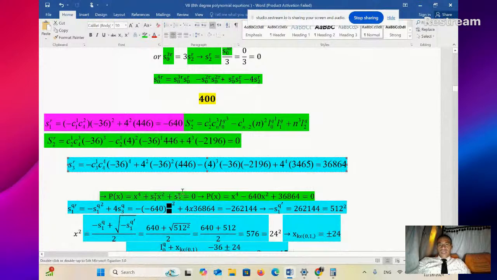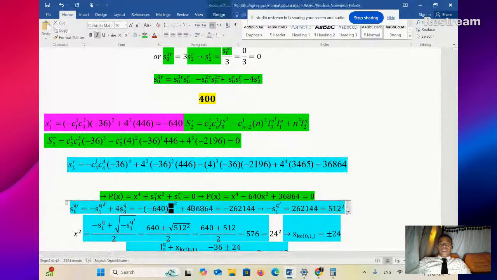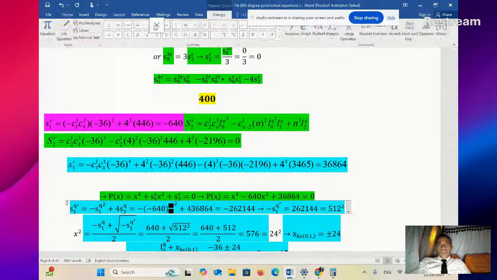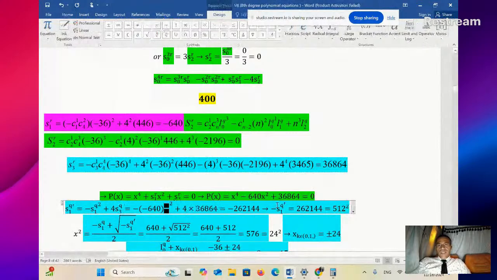Now your polynomial has to be written as x to the power of s1, x squared plus s3 for the r equals 0, just substitution. You will get, learners, s1 is negative 640, s3 is 36,864. You will use the discriminant formula, which gives negative s1 squared plus 4s3. Just calculate this. This is the sign of multiplication, and this one is going to be negative.